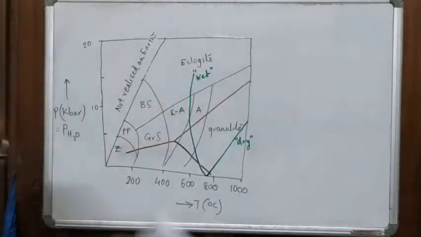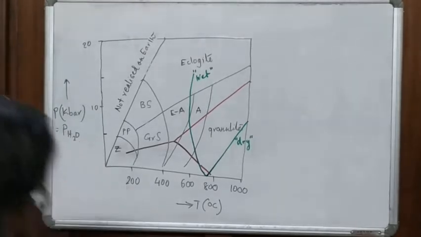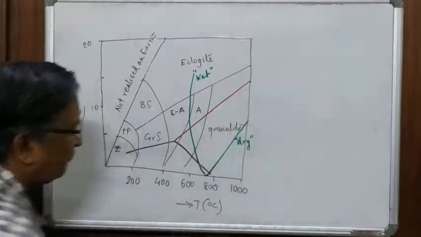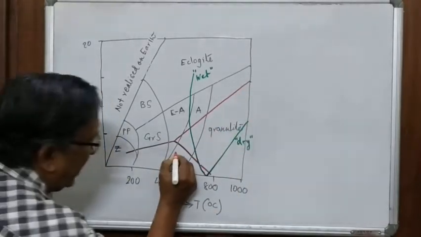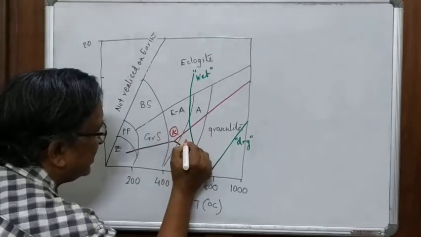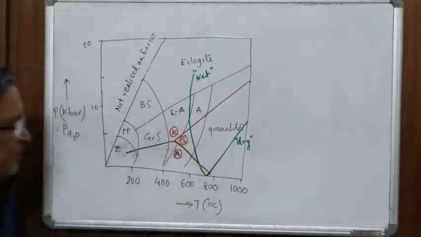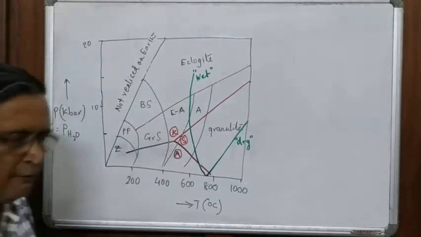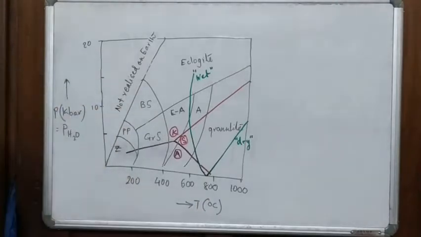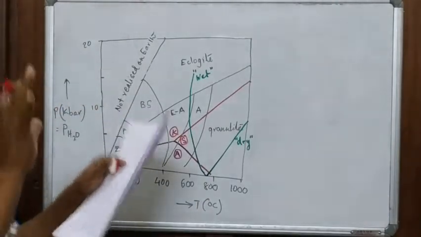Now, before we go into details of the diagram, the important thing here is this set of red lines. Here it is andalusite, kyanite, and this is sillimanite. This is merely for reference. This is just to give you a reference to the whole perspective.